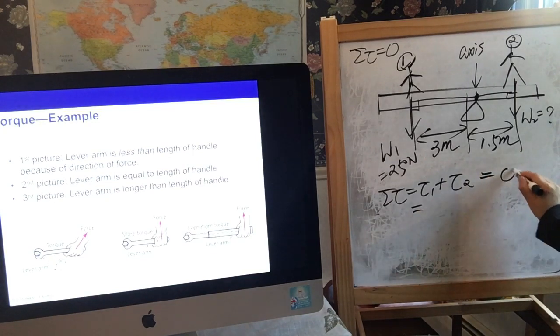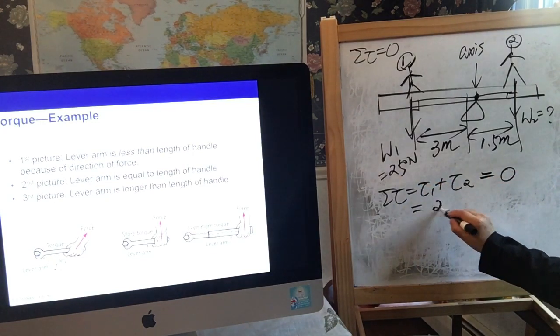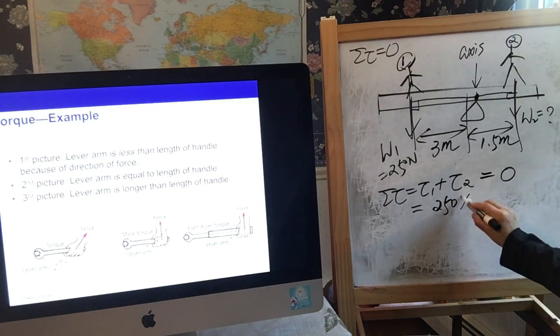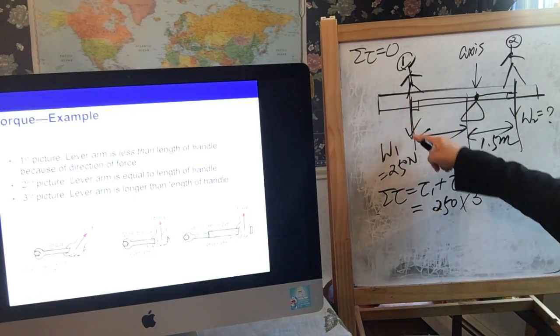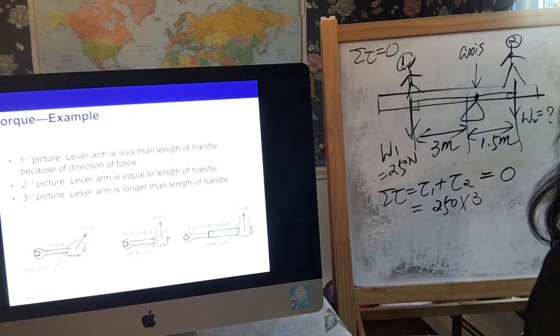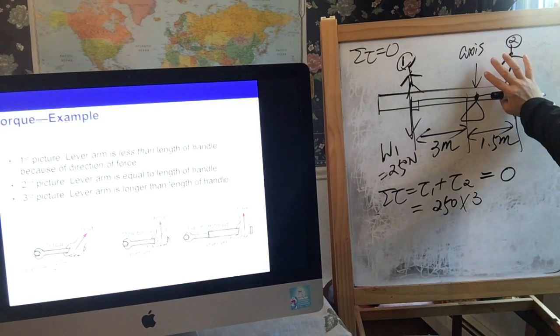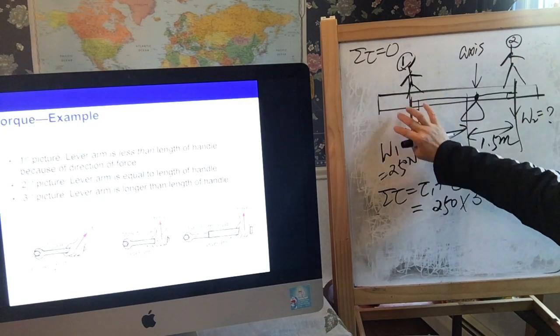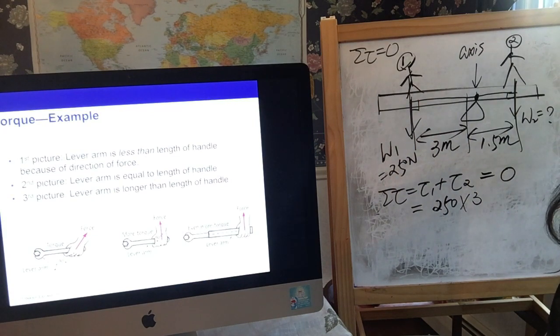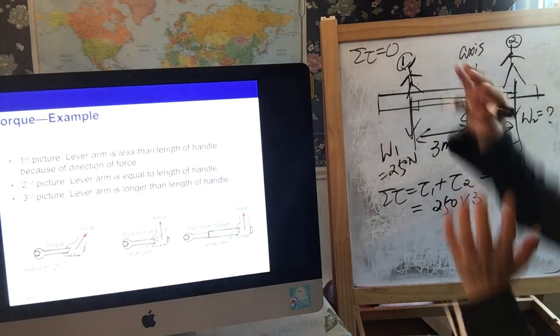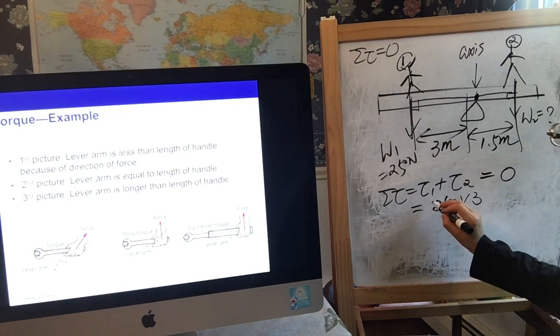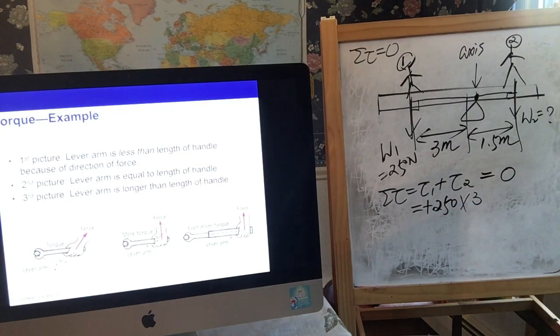So this is 0. The first torque is 250 times 3. But remember, now we need to decide the sign for the torque. So for this case, forget about the second person here. Only under W1, which direction is this balance beam going to rotate? It's going to rotate this way, counterclockwise. So that's why it's positive. Okay, but now the second one is W2, which we don't know, times 1.5 meters.